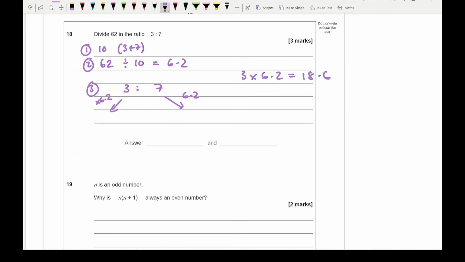And again, any which way you do your multiplying with decimals should give you the correct answer. And 7 times 6.2 gives me an answer of 43.4. So it's going to be 18.6 and 43.4. And you need to make sure that those numbers are in the correct order because the smaller number needs to go first.